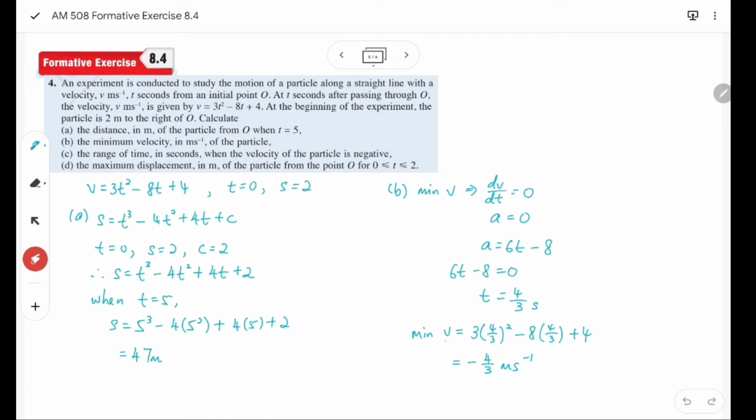So what is the velocity? Alright, so substitute t equals 4 over 3 into the function of velocity, and we'll get minimum velocity equals 3 times (4 over 3) squared minus 8 times 4 over 3 plus 4, and we get minimum velocity is negative 4 over 3 meter per second.